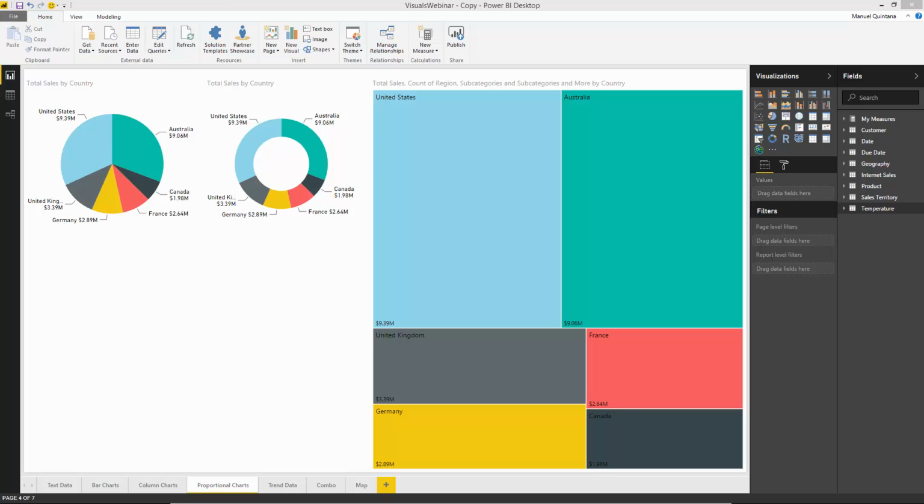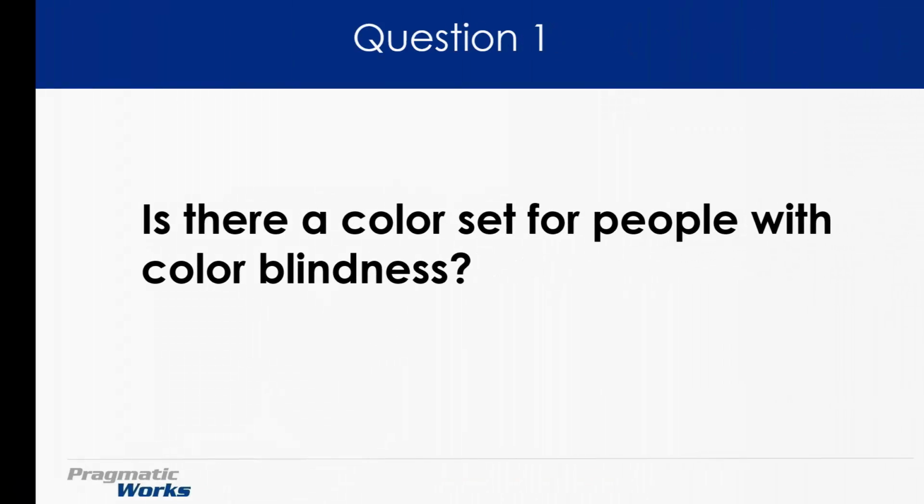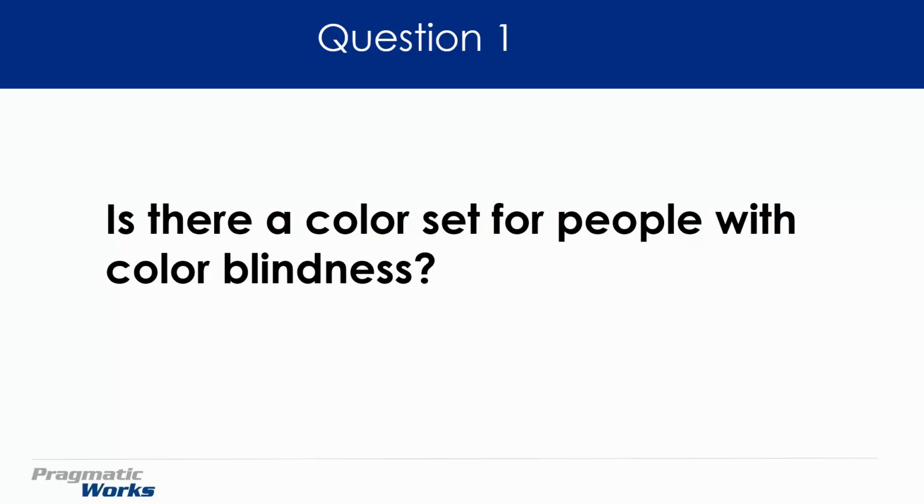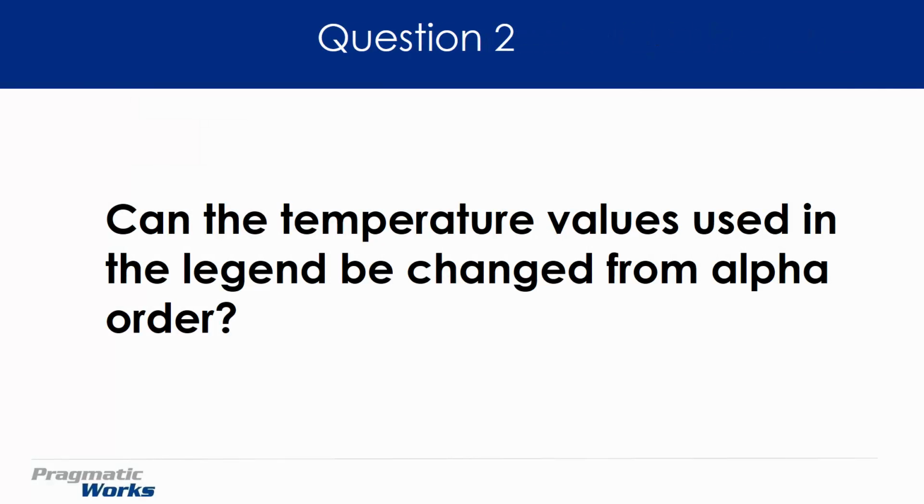The next item that we had in the list of questions here, we're going to see is, can the temperature values used in the legend be changed from alpha order?